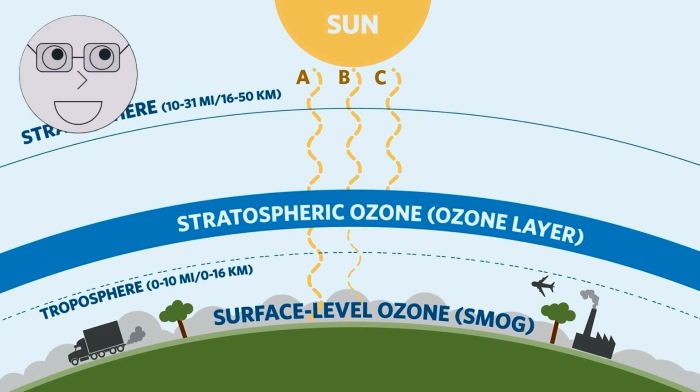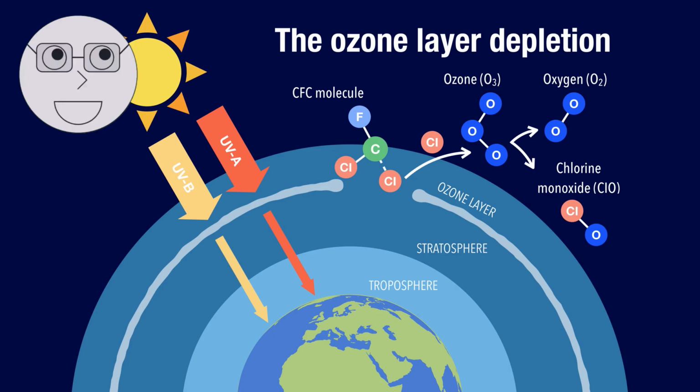CFCs were first introduced in the 1930s and were widely used in refrigerants, aerosol sprays, and other products. However, in the 1970s, scientists discovered that CFCs were destroying the ozone layer. When CFCs are released into the atmosphere, they rise to the stratosphere, where they are broken down by ultraviolet radiation, releasing chlorine atoms. Chlorine atoms then react with ozone molecules, breaking them apart and reducing the amount of ozone in the atmosphere. This process is known as ozone depletion.